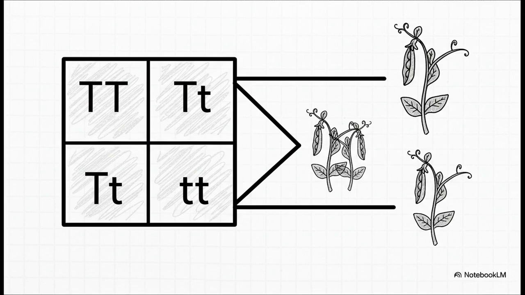Let's look at our Punnett square again. You can see there's one TT combination, that's a tall plant. There are 2 Tt combinations, those are also tall plants. And then there's one tt combination, our dwarf plant. So that 3-to-1 ratio we can see is actually caused by a hidden 1-to-2-to-1 genetic ratio. It's a great reminder that looks can be deceiving.